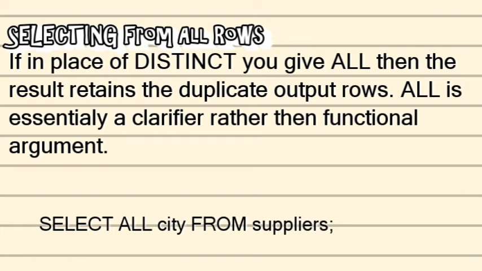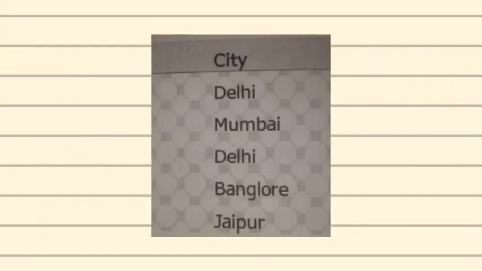And next we have the use of the ALL keyword. Now if, in place of distinct, we want to get all the results including the duplicate output, we are going to use the ALL keyword. It is similar to the distinct keyword, but when we specify ALL, it is essentially a clarifier. You can see I have written a query over here: select all city from suppliers. Basically, it will give the value of the city column from every row of the table without considering duplicate entries. The difference between distinct and ALL is that if we specify neither, the default is the same as ALL. Basically, this is the purpose of the ALL keyword.